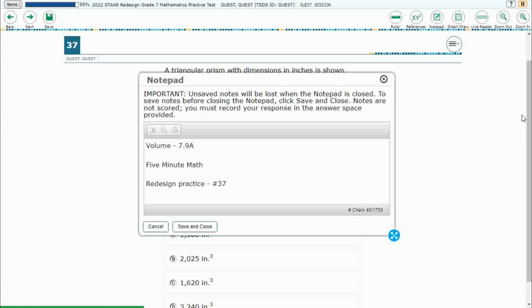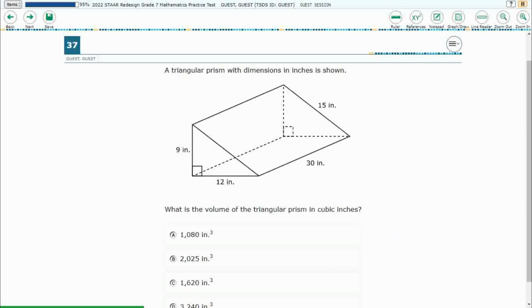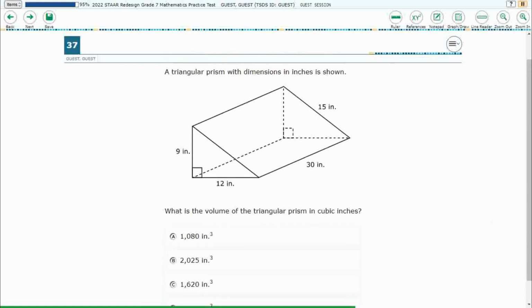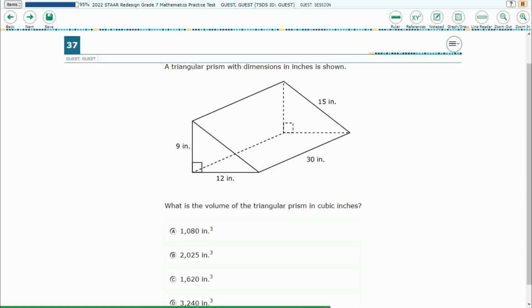Today we are looking at the 7th grade concept of volume. This is standard 7.9a in the great state of Texas, and we are using item number 37 off the Redesign Practice Online STAAR Test. If you haven't done so already, please go ahead and take a moment to pause the video, work this problem out on your own, unpause it, and we will look at our answers together.